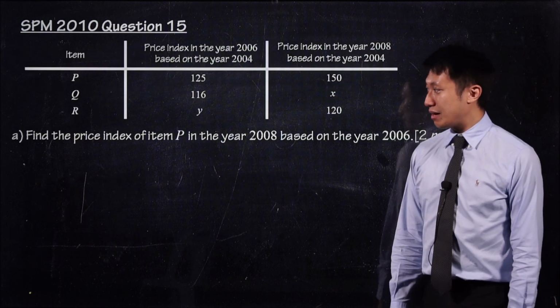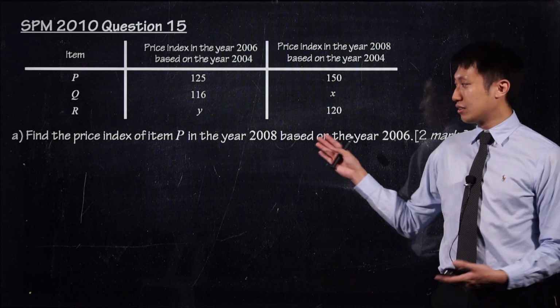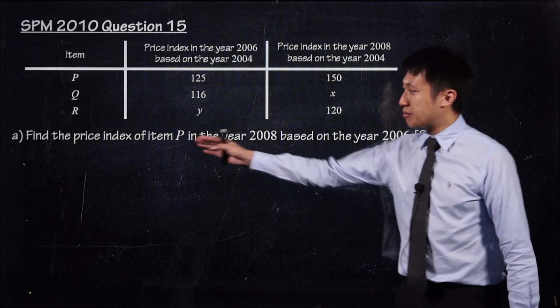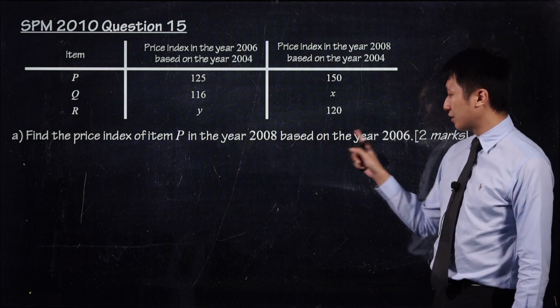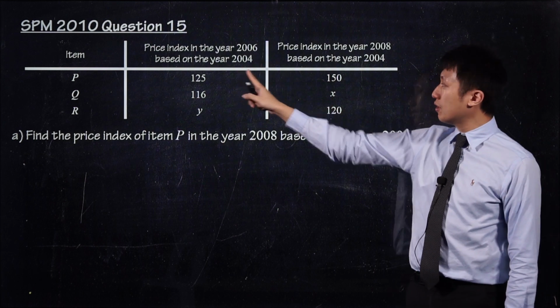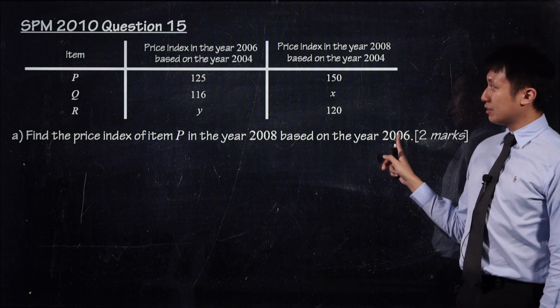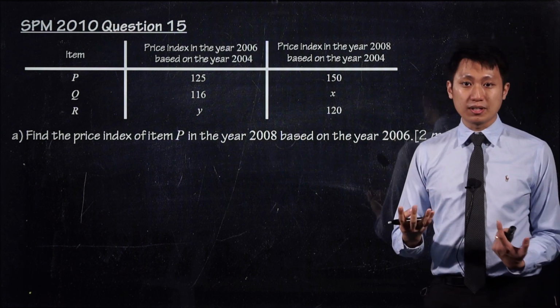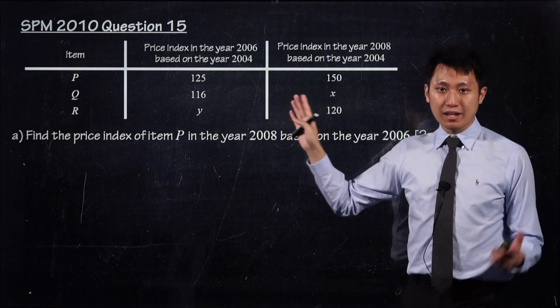Okay, so let's come back to the first one. If you can do it, you have done it already. So let's check the answer. Find the price index of item P in the year 2008 based on the year 2006. So this one is 2006, 2004, 2008, 2004. So 2008, 2006 is something in between them, right? And then you should expect something in between these two.